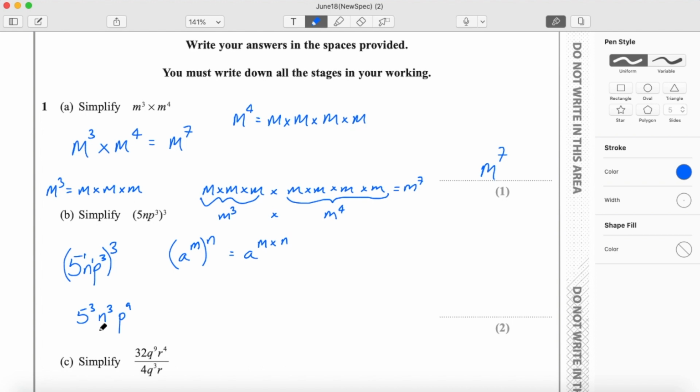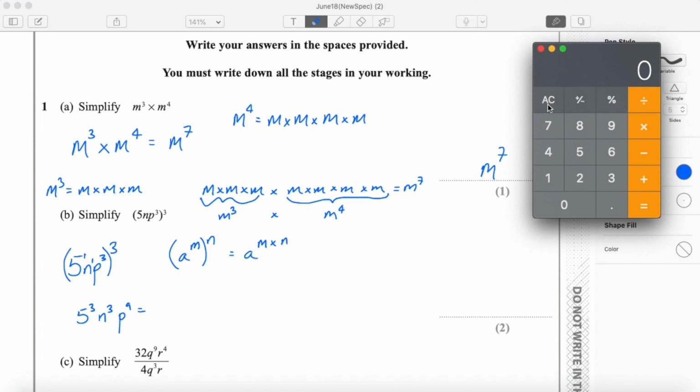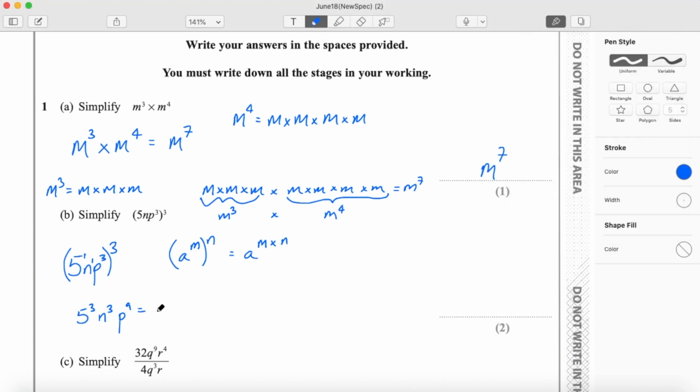We can simplify this further because we know that 5 cubed is 125. I'll just prove that now. 5 times by 5 times by 5, 125. So there's our answer, 125 n cubed p to the power 9, because when we have a power outside the bracket, we times that by any powers inside the brackets.